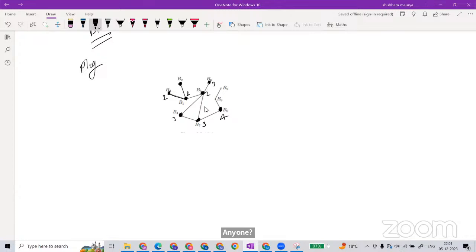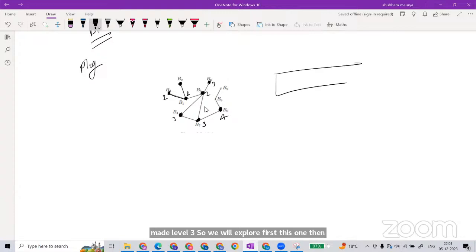See, that's why the label is used. This is level 3, this is level 3, this is already done, this we just did, and here is one remaining at level 3. So we will explore this one first, then explore this one. We cannot go to this one. That's the use of the queue. Now we'll see how it works. I am reading it out on the graph.